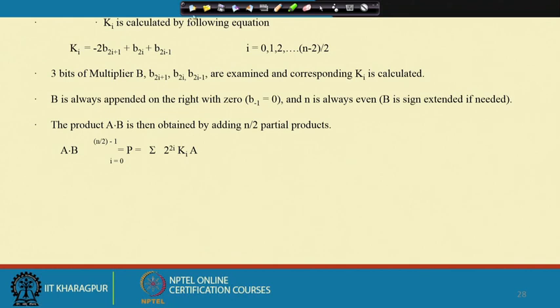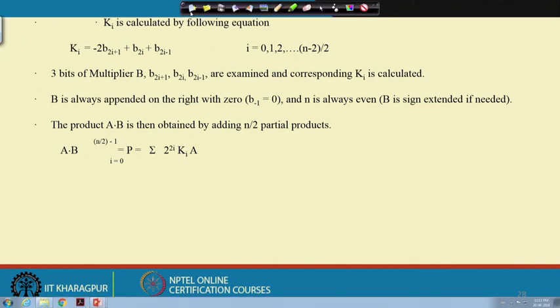That means, based on this, Booth's multiplication is basically used for signed multiplication, signed and unsigned both. If it is an unsigned number, you will get the correct result, and if it is a signed number, you will also get the correct result. So, how has it been recoded?